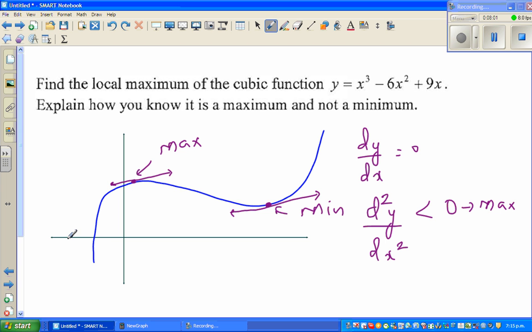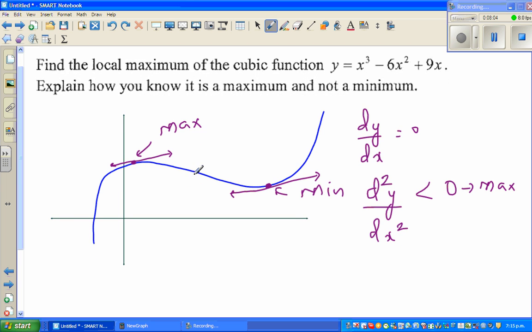And at a minimum, suppose this point is called the point of inflection. This is a very crucial point of inflection. From this point, if you look at the rate of change, or the gradient of the gradient, it is continuously increasing. So we can say at the minimum, d squared y by dx squared is greater than 0. These are the results you should know.